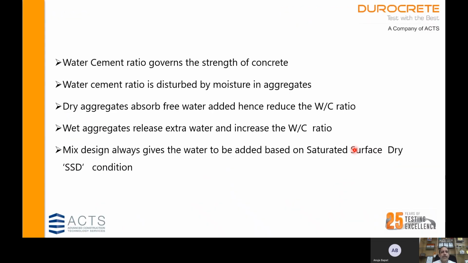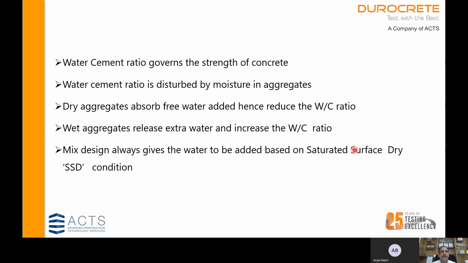We all know that water cement ratio governs the strength of concrete, as given by Abraham's law. But this water cement ratio is disturbed by presence or absence of moisture in aggregates. Dry aggregates absorb free water and hence reduce the water cement ratio, and wet aggregates release extra water and increase the water cement ratio. Mix design always gives water to be added based on saturated surface dry condition, or SSD condition.